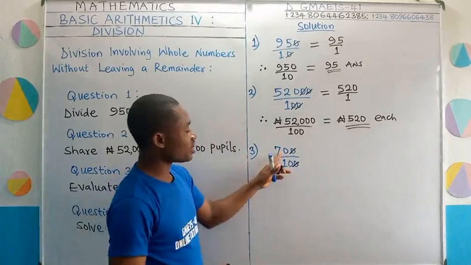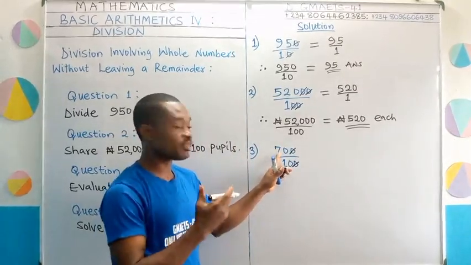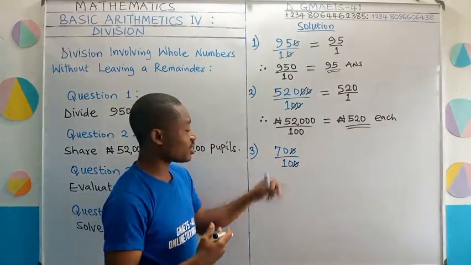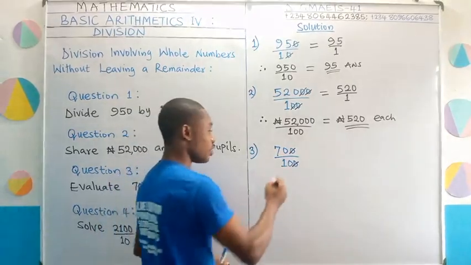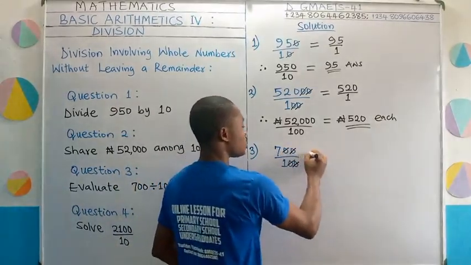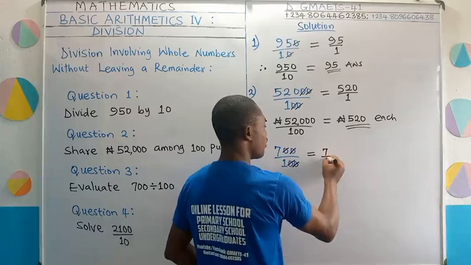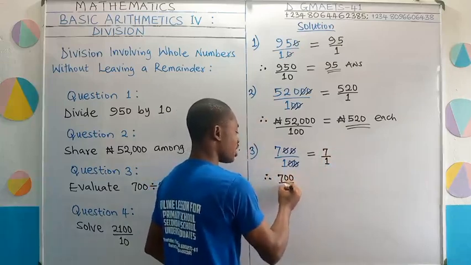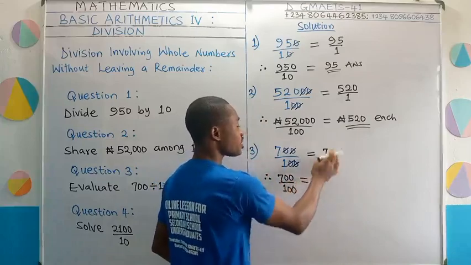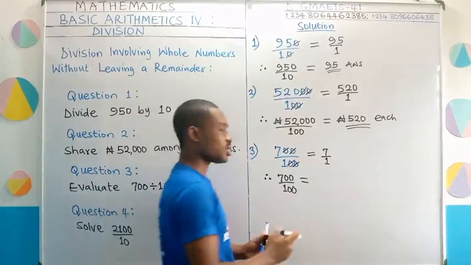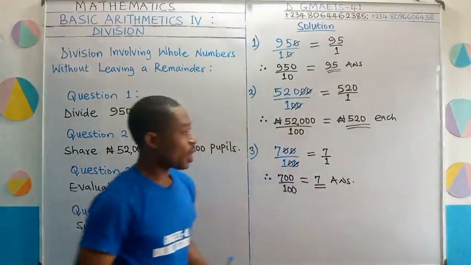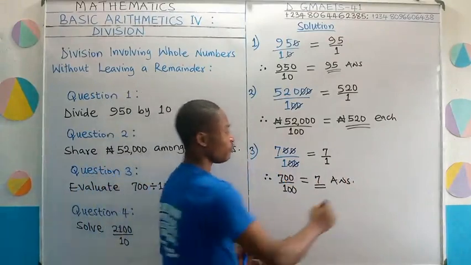Now we are left with 70 in the numerator. That's our dividend, 70. The denominator is 10. Now 70, the last digit is 0. 10, the last digit is also what? 0. Cancel them off. And so this will now give us 7 divided by 1, which I'll conclude by saying 700 divided by 100, the answer will give me 7 over 1, and 7 over 1 is 7. We are moving on to question number 4.